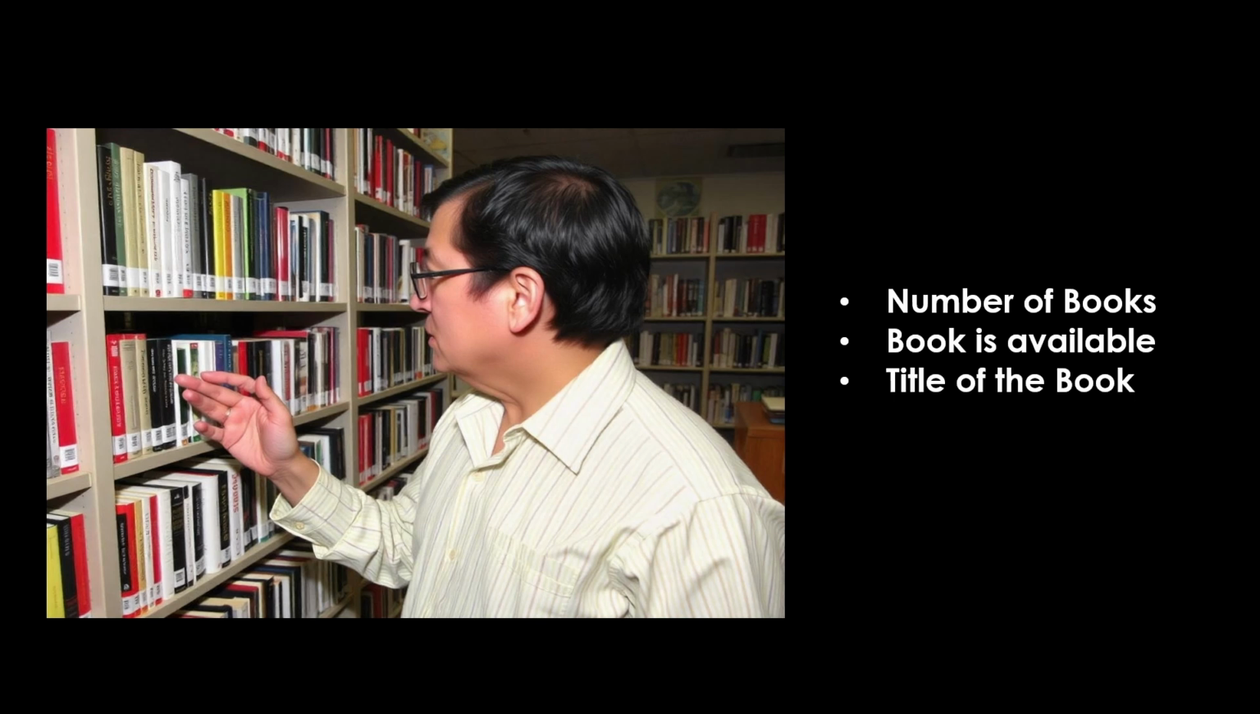So the librarian needs a way to store and organize these kinds of information, like total number of books available in the library, whether the book is available or not, what is the title of the book. If you see, these are different types of data, like number of books can be an integer, book is available or not can be a boolean value which holds true or false, title of the book can be a string.